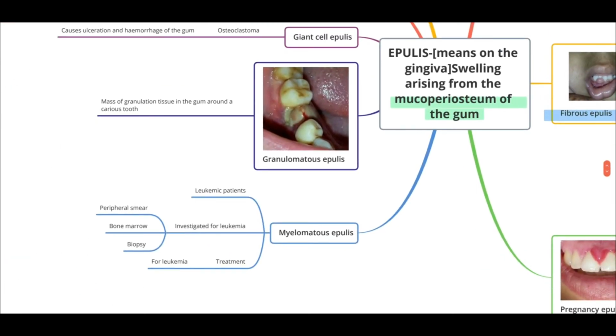Now coming to myelomatic epulis. From the name itself, you know that it is seen in leukemic patients. So these patients are investigated for leukemia and your treatment is the same treatment that you would give for leukemia.